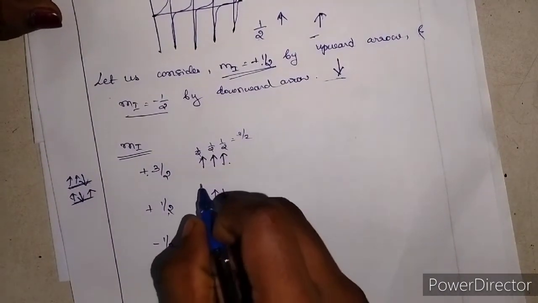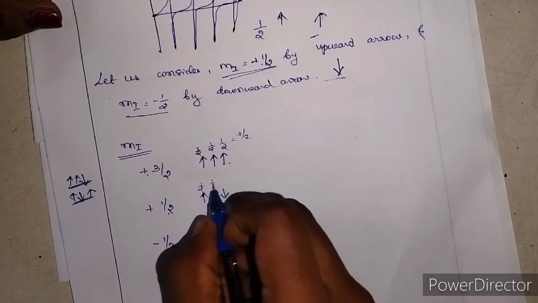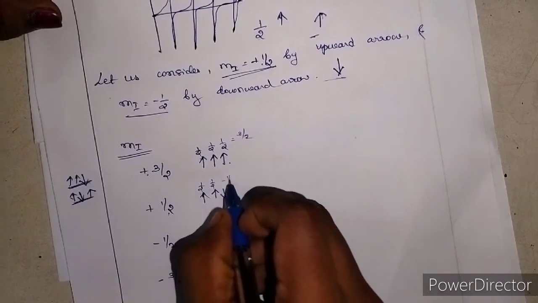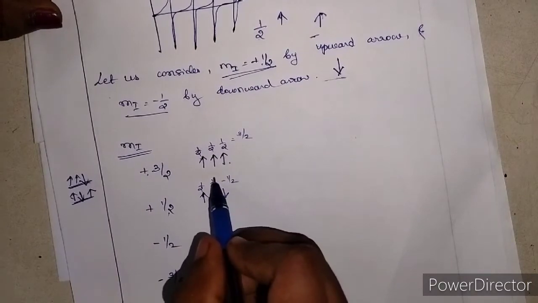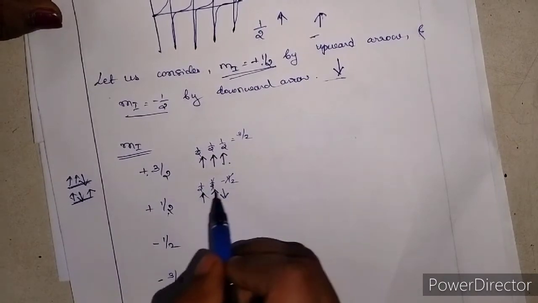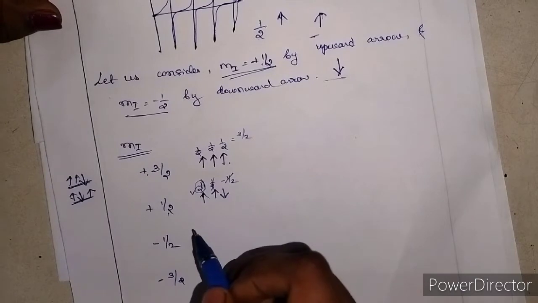Why? Because this means 1 by 2, plus 1 by 2. This is also plus 1 by 2. This is minus 1 by 2. Now here you can see plus 1 by 2 and minus 1 by 2 cancel each other and you are left with only 1 by 2. Right?